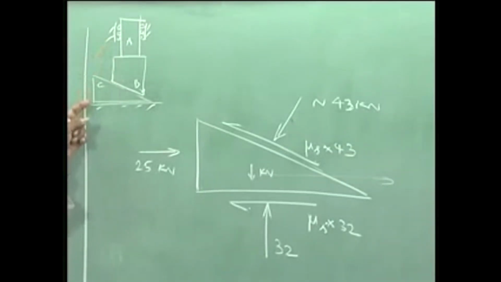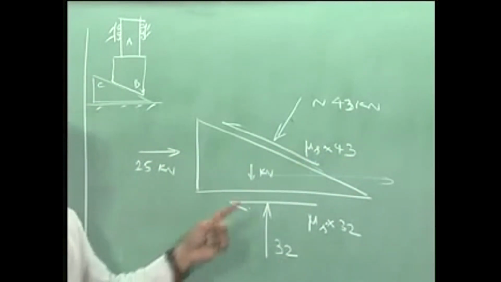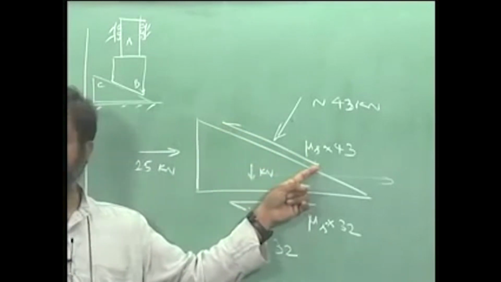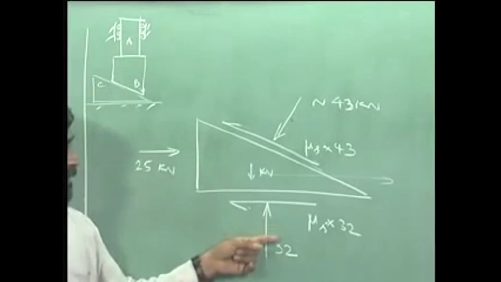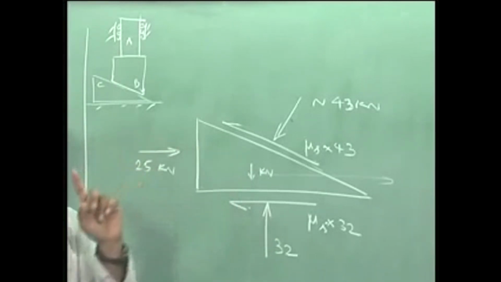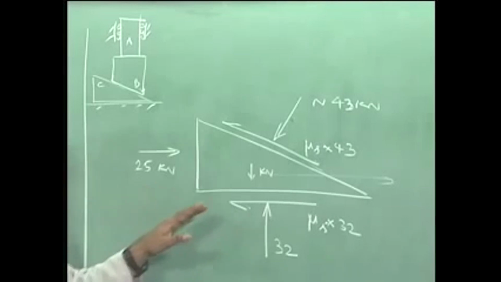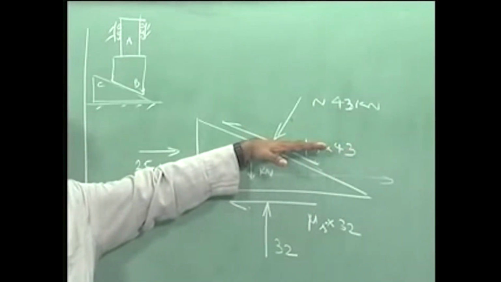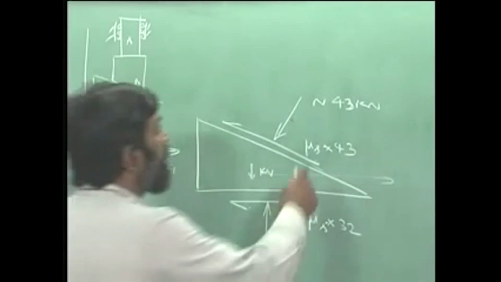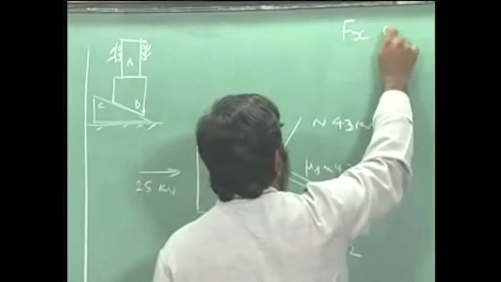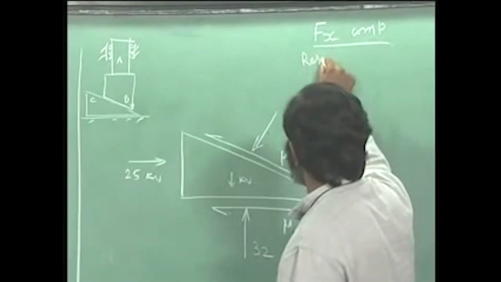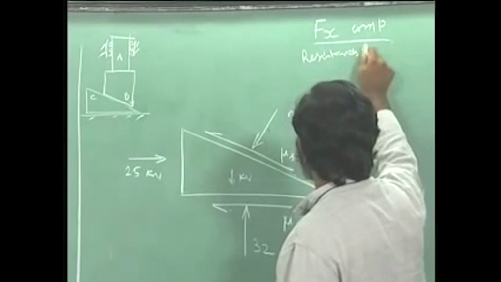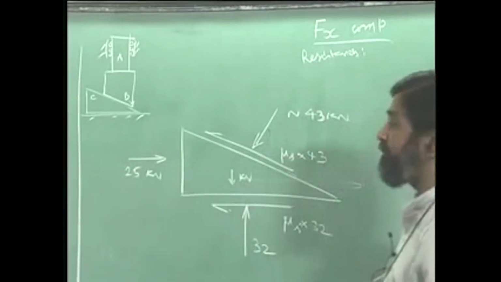Now if this goes towards the right hand direction, the resistance is offered by, number one, the frictional force that comes on because of BC contact, and the frictional force offered by the ground onto this wedge. The other resistance is due to the component of normal reaction. So let us just write those. I am just going to write the Fx components. First let us look at the resistances to this application of force.